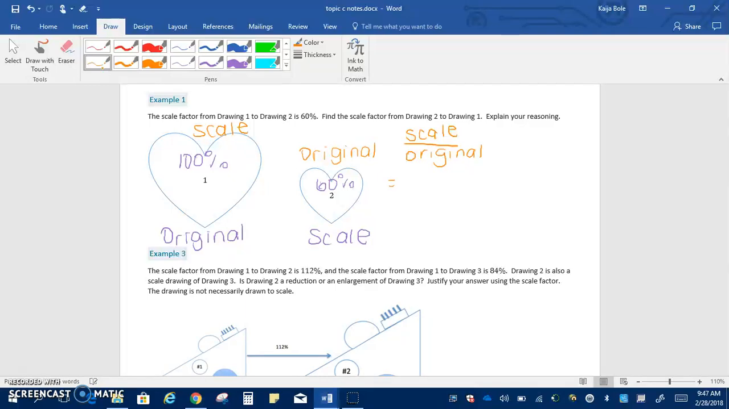So that means we would be doing 100% over 60%. And if we put that into decimals, we would have 1 over 0.6. And when you divide that, you get 1.6 repeating, which as a percent would be 166.6 repeating percent. So that is our scale factor. Alright.